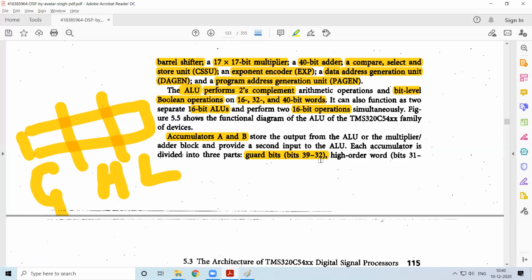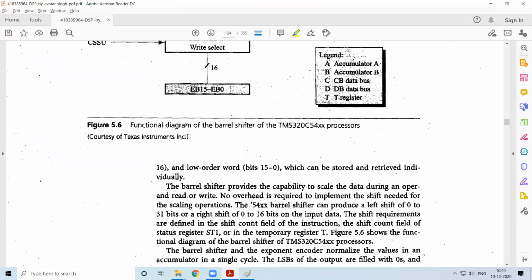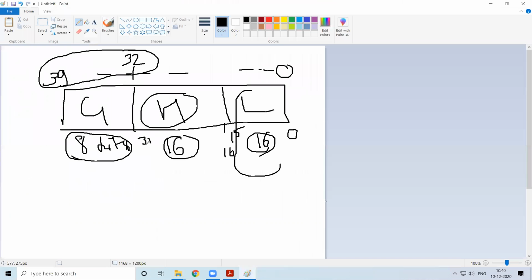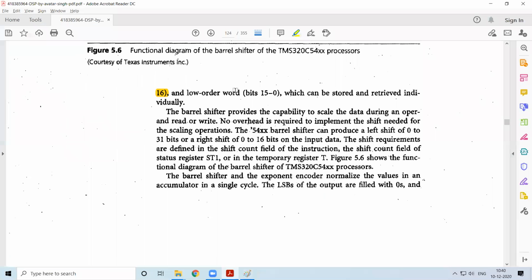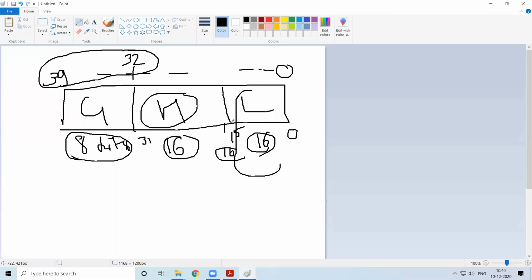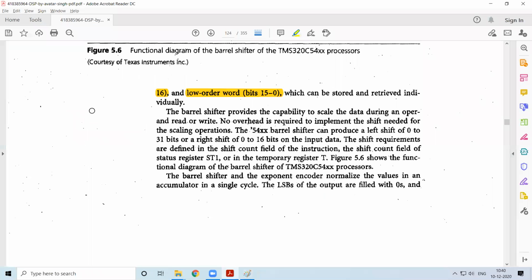So here we have guard bits, which is 32 to 39. Then we have higher order bits, which is 31 to 16. That is what I have specified over here, 31 to 16, and then 15 to 0, the lower order bits. And we can access these individually. Only the lower order 16 bits I want, I can access. Only the higher order I want, I can access. If I want only the guard bits, I can access. So this is how it goes around. I can access and store the results in this form.